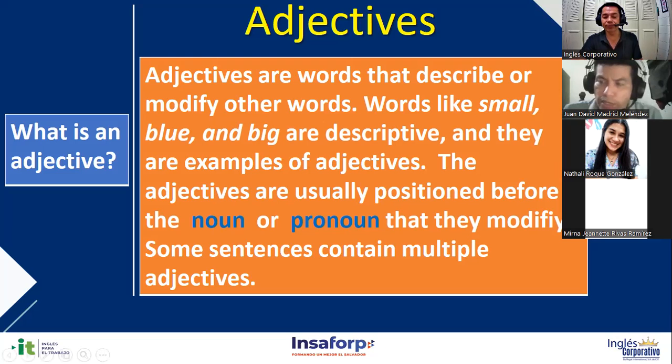Eso significa, teacher, que en español siempre decimos ojos azules, pero en inglés tiene que ser blue eyes. The blue eyes. The red car. El rojo carro, ¿no? Siempre tiene que estar antes el adjetivo. No, before the noun. So red is the adjective, car is the noun, so it's the opposite of Spanish, as you say, right?